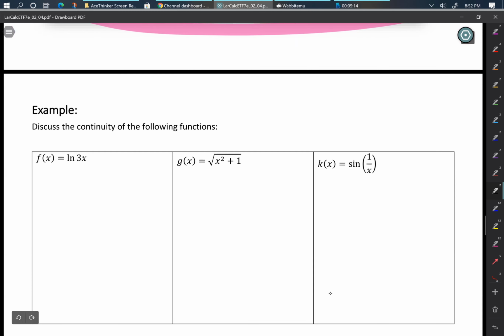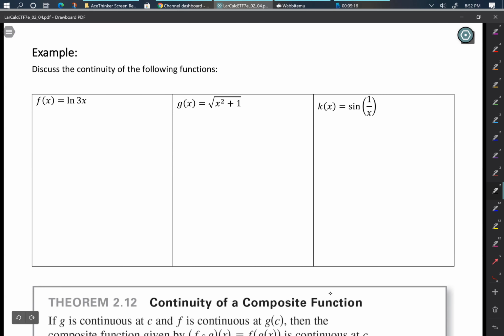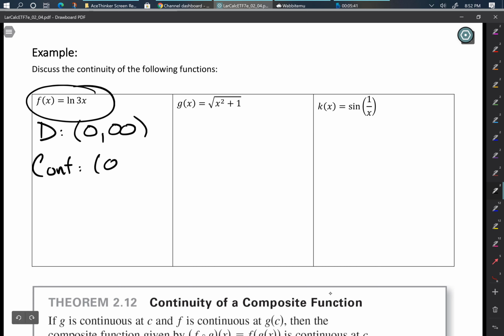Okay? So, let's go further. Discuss the continuity of the following functions. All right. Where is the natural log of 3x continuous? Well, logarithmic functions are continuous on their entire domains. So what is the domain of the natural logarithm function? Well, the domain is 0 to infinity. So where is it continuous? It's continuous from 0 to infinity.